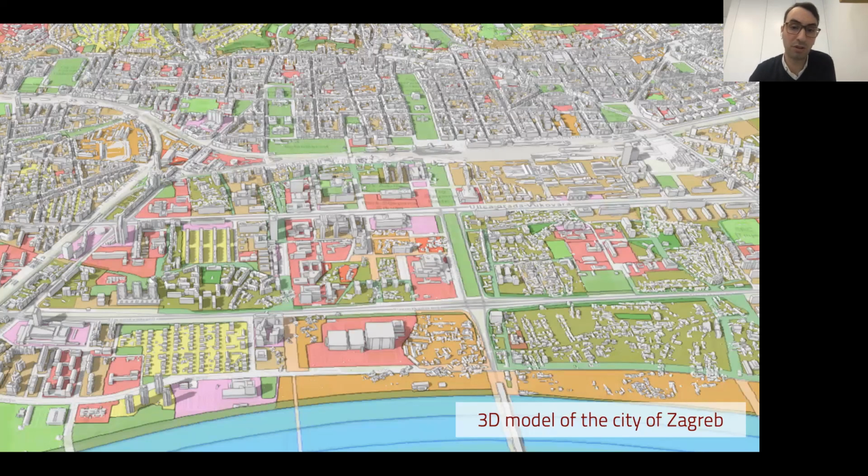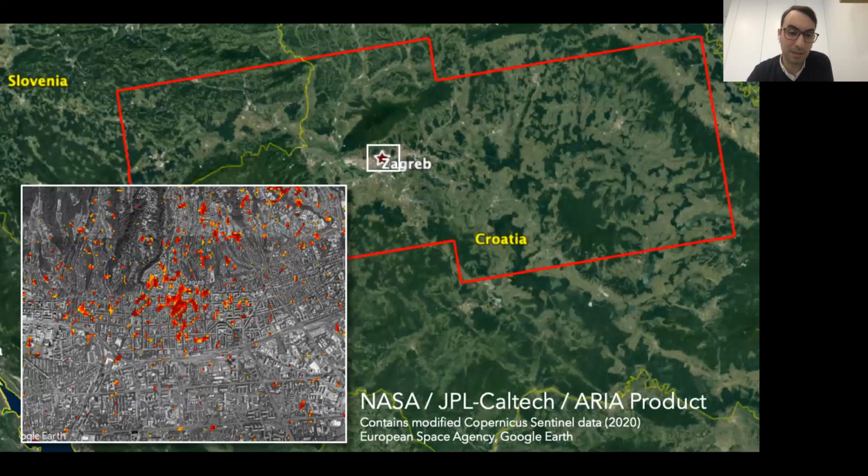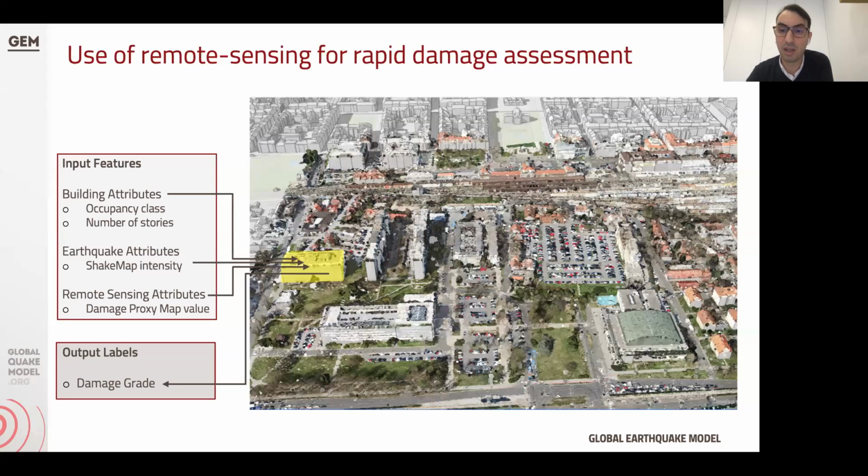And in addition, of course, we have to provide one of the main ingredients, which is this damage proxy map, this satellite product that basically indicates which parts of the city seem to have had a lot of change, and in other parts it seems like the buildings remain the same. So just to summarize the process, we have a given building and we can provide information like occupancy, number of stories, even information about the expected vulnerability.